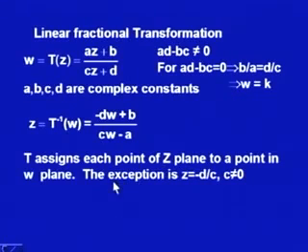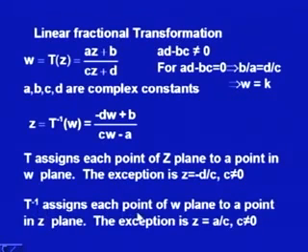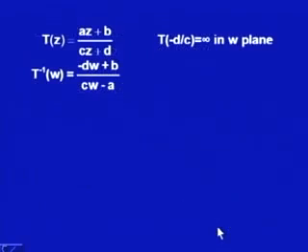given Z. Similarly, T inverse assigns a point of W plane to a point in Z plane, and the exception is this point. So the mapping is defined for all points except these 2 points. In fact, for this mapping, which is not defined at Z equal to minus D by C, if we add a point infinity in W plane, then we can say that minus D by C under this transformation will map to infinity in W plane.